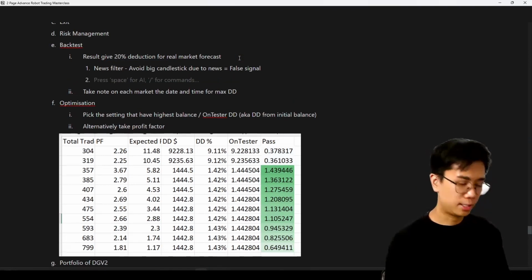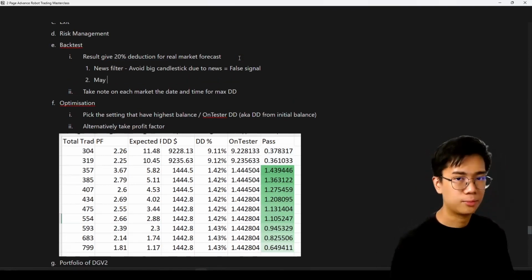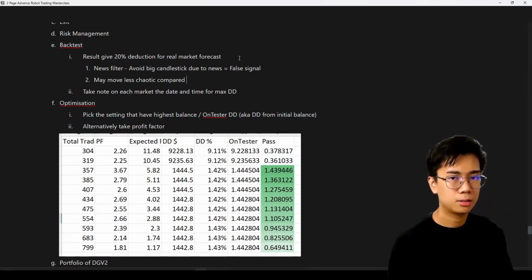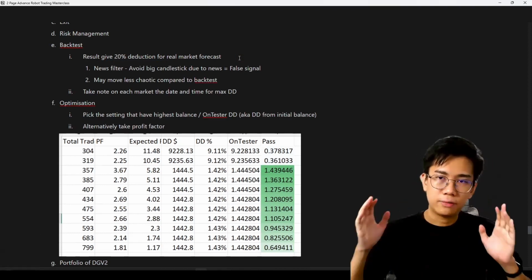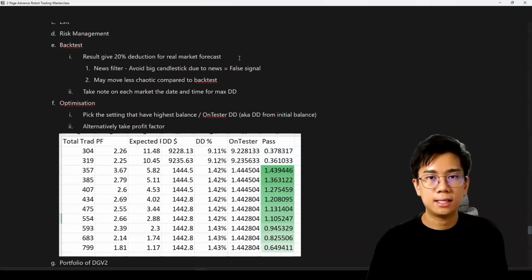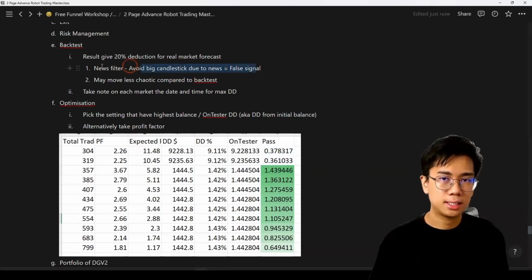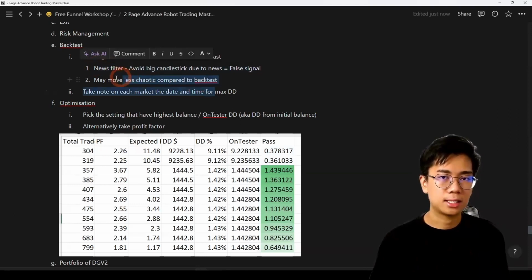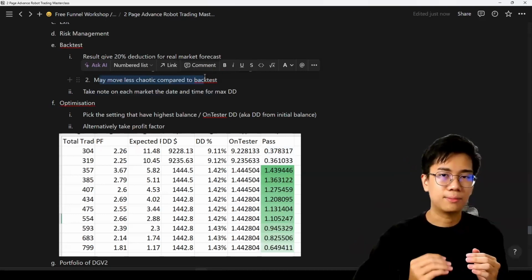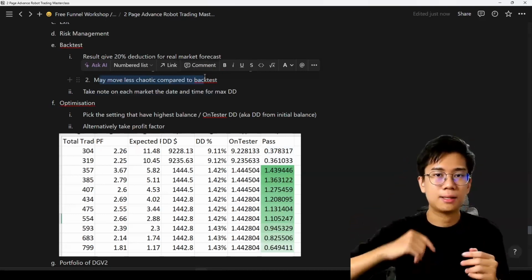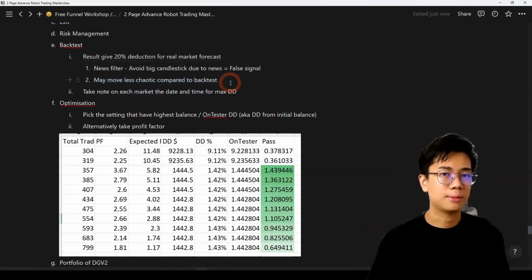Or at certain times, the real market may move less chaotically compared to the backtest. In the backtest, let's say you can get $1,000 profit. You give a deduction, and in real life you may just get $800 profit, because this is the main one, and then this is the second thing. It may move less, like up and down. In the backtest, it may go up and down multiple times. In real life, maybe just up and down one time only.